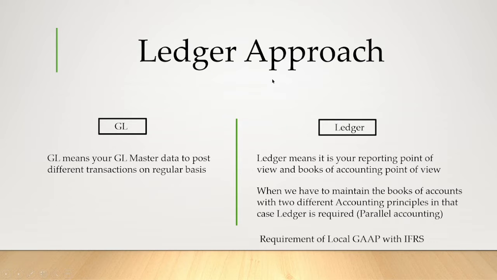Ledger approach. Here two terms are there, GL and ledger. Don't confuse here with the GL and ledger. GL means your GL master data to post different transactions on regular basis. Whereas ledger means it is your reporting point of view and books of accounting point of view. When we have to maintain the books of accounts with two different accounting principles, in that case ledger is required, that is parallel accounting. Example, requirement of local GAAP with IFRS. In this case we will use ledgers.